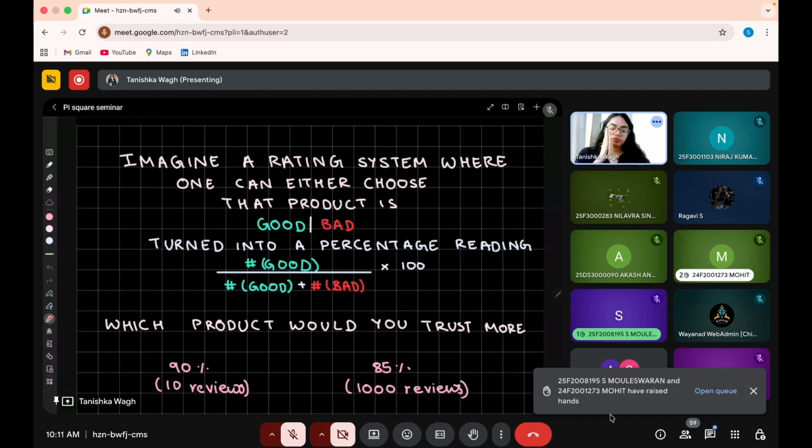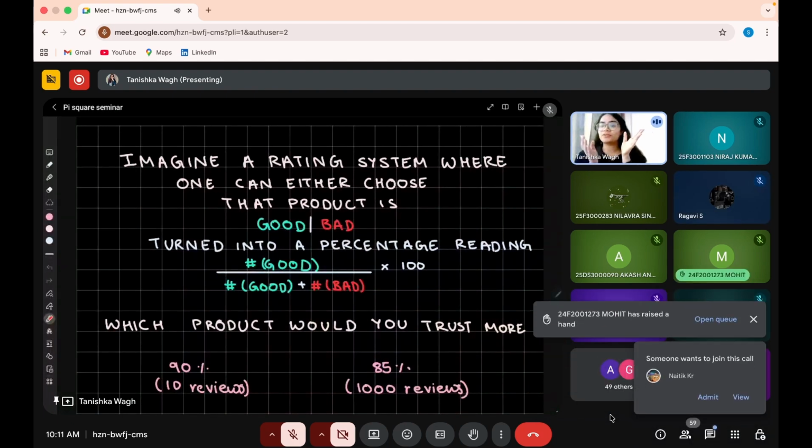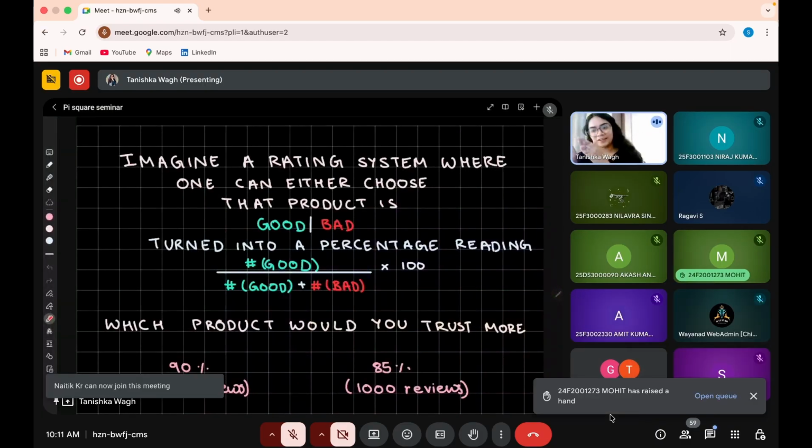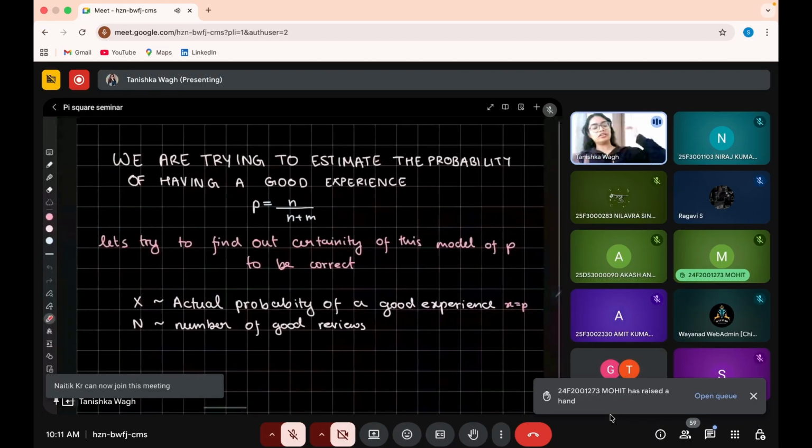So when we're taking this sort of mean, we need to quantify how reliable this rating is. We'll try to quantify this certainty of the probability being right. To put it quite simply, we're going to look at the probability of a probability being right. So let's model this.